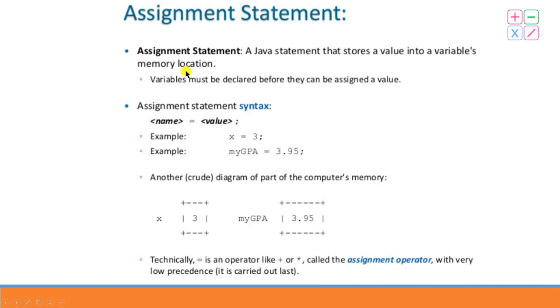Assignment statement. An assignment statement stores some value to a variable's memory location. So basically you can write X equals 3. A single equal sign we call assignment. That is to store some value to the memory location denoted by this variable name X. Similarly, a double variable myGPA can store the value 3.95 to the memory location denoted by this variable name. So it will store like this.